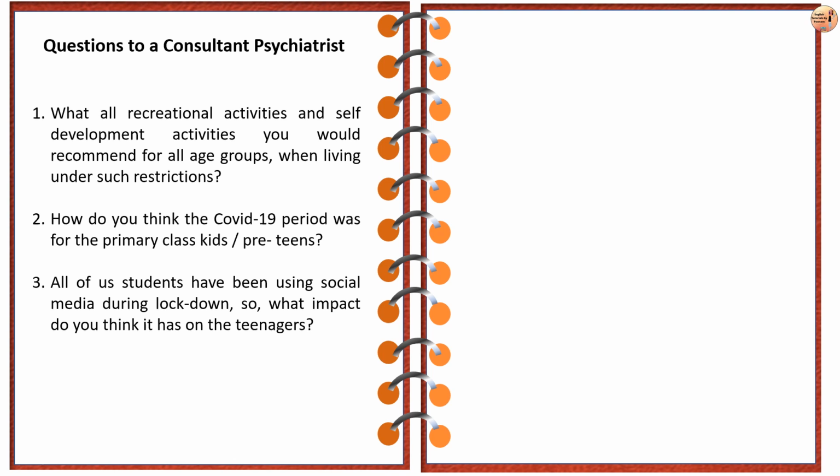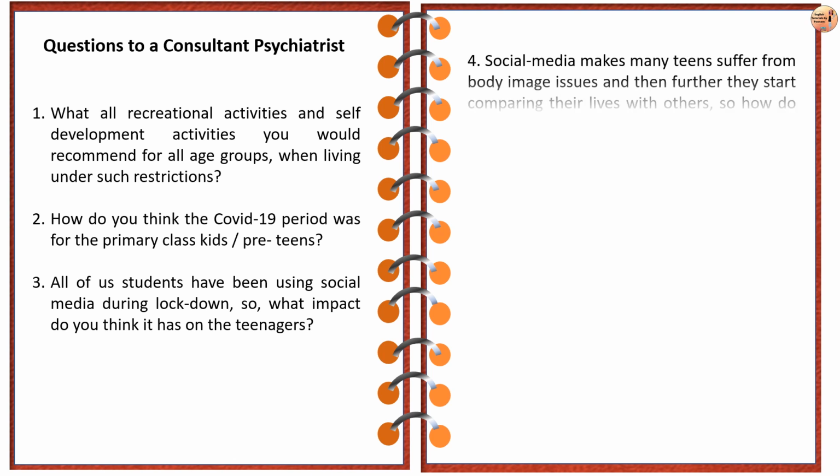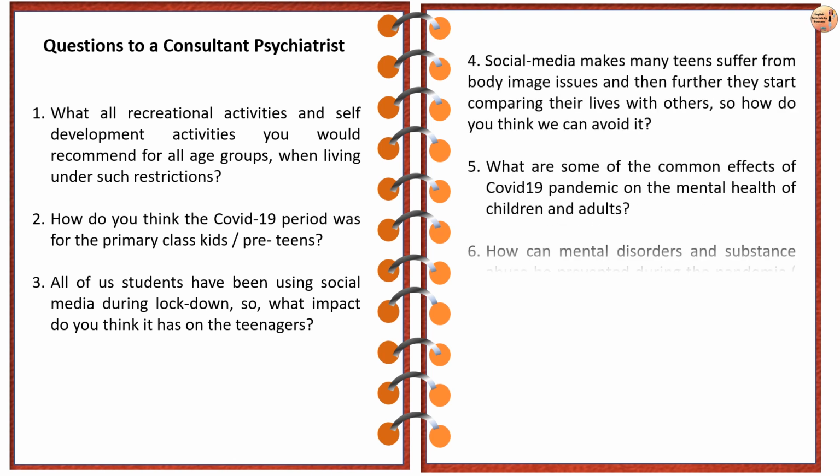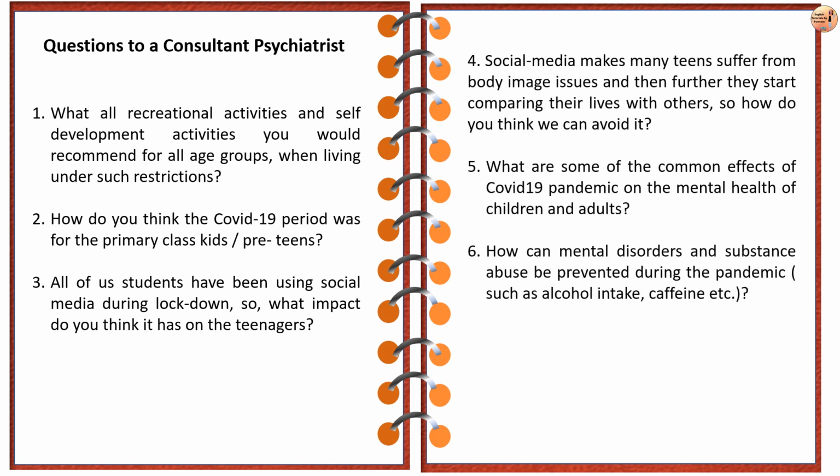Question number 3, all of us students have been using social media during lockdown. So what impact do you think it has on the teenagers? Question number 4, social media makes many teens suffer from body image issues and then further they start comparing their lives with others. So how do you think we can avoid it?